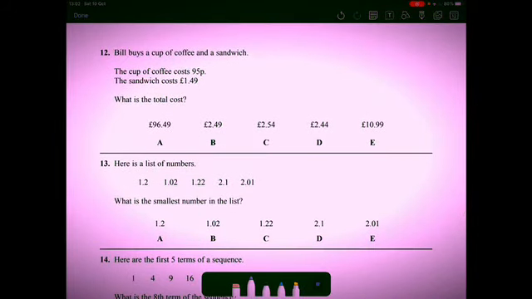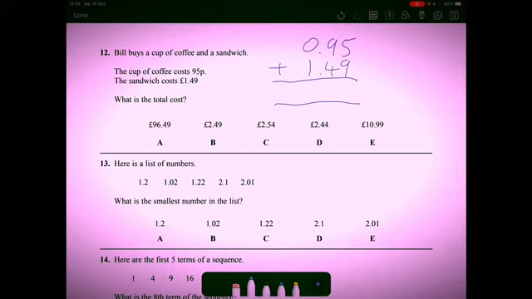Okay, question 12. Bill buys a cup of coffee and a sandwich from Costa or Starbucks. No advertising intended. The cup of coffee costs 95p. Definitely not Starbucks. The sandwich costs 1.49. What is the total cost? Okay, basic bit of addition. Let's just do it to make sure we get it right, rather than guesswork, because you know who you are. Those people that rush things, they make silly mistakes. Let's avoid that. That's by doing the actual calculation.